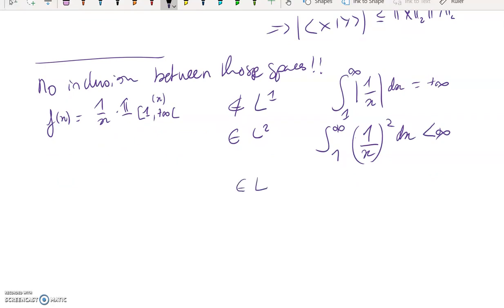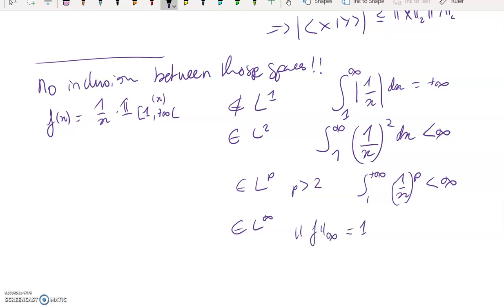Does it belong to LP for p greater than 2? Yes, because then you have 1 over x to the p, that is bounded. That's just, again, the Riemann integral. And does it belong to L infinity? Yes, of course, because its maximum value is reached at x equal to 1, where f is equal to 1.